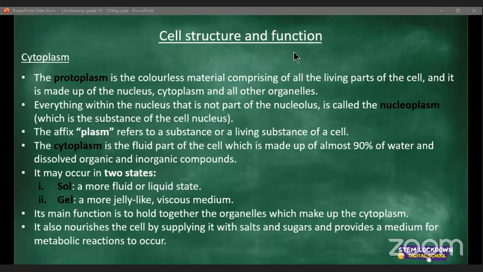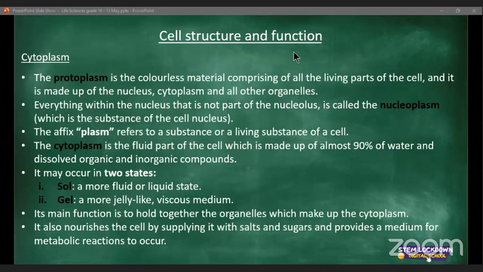So Charles is asking, what do I mean by shape? The shape of a cell. I mean the structure. Is it regular? Is it rectangular or circular or a square? That is what I mean by shape.